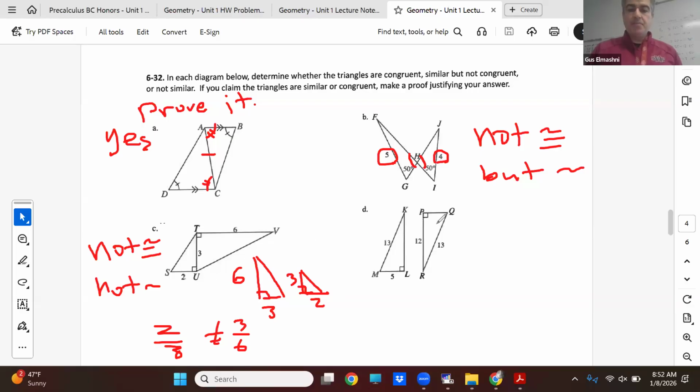For D, that is yes. And that's side, side, side. And by the way, for part A, that's going to be angle, angle, side. How is it side, side, side for D? Because all three pairs of sides are the same, if you do Pythagorean theorem.